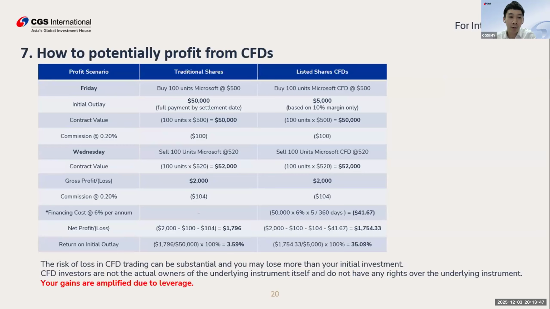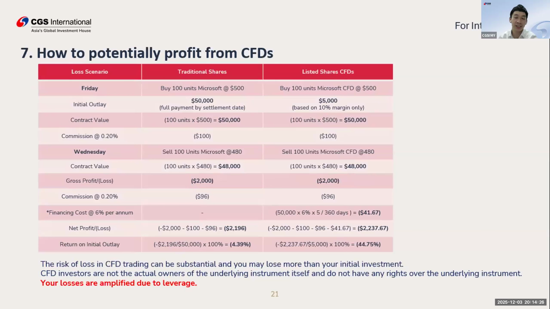Then we will have a gross profit of 2,000 for the traditional share, and also 2,000 for the CFD, though the returns will be slightly different because we will have 5% on the traditional share, which is equivalent to almost 1 to 1, whereas the CFD return is about 10 times more than the traditional share. Okay. But then again, leverage is a double-edged sword, so it will magnify your profit and also will magnify your losses as well.